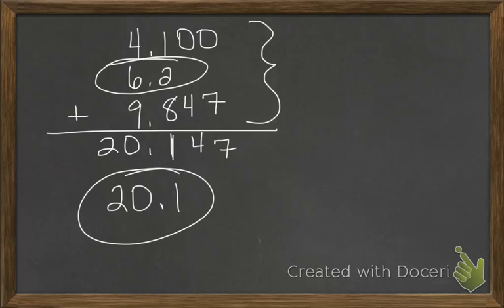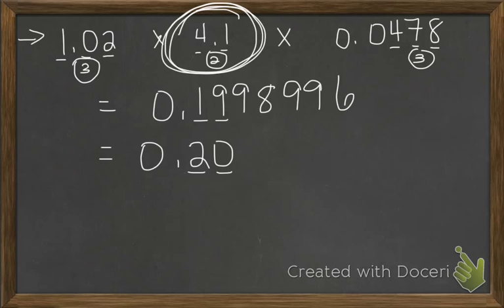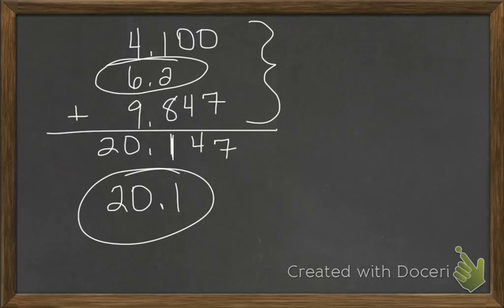So again, realize there's a different set of rules for multiplying and dividing. You look at significant figures. Adding and subtracting, you look at decimal places.